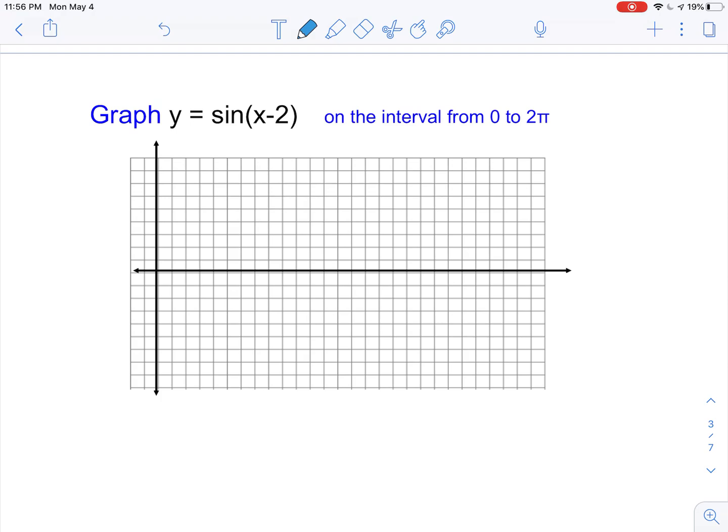So now we're going to start graphing the tricky stuff, the phase shifts or the horizontal shifts. Okay, so now we have the graph y equals sine of x minus 2. So what we know about this graph is that it's going to be the graph of sine x shifted 2 units to the right.